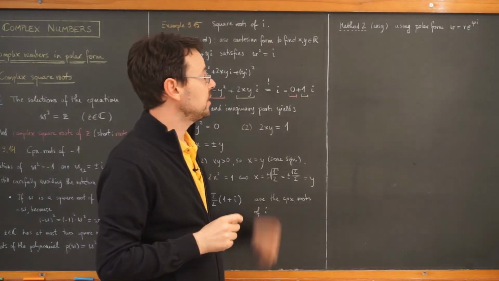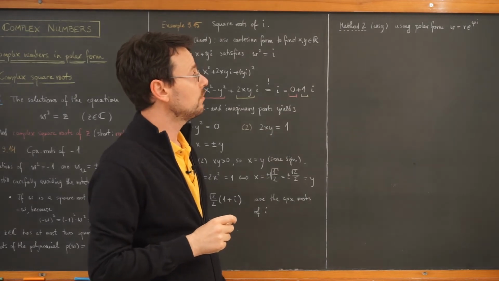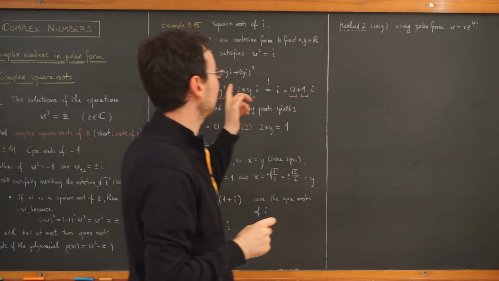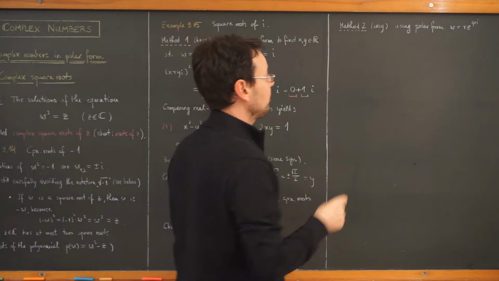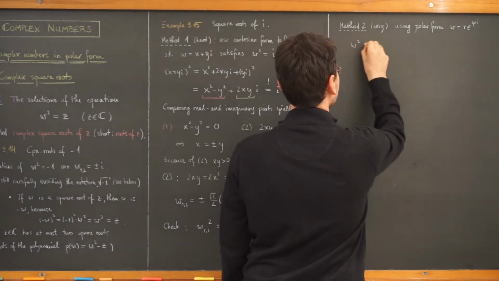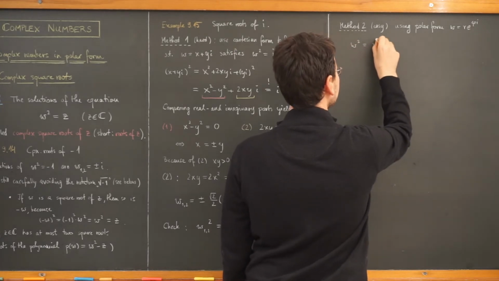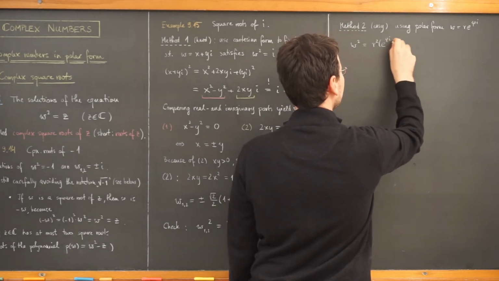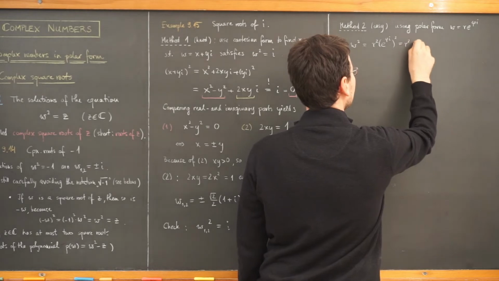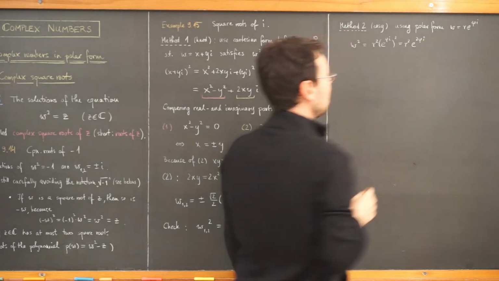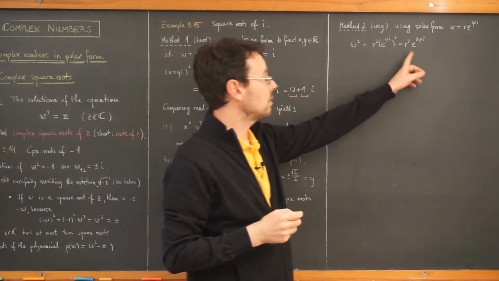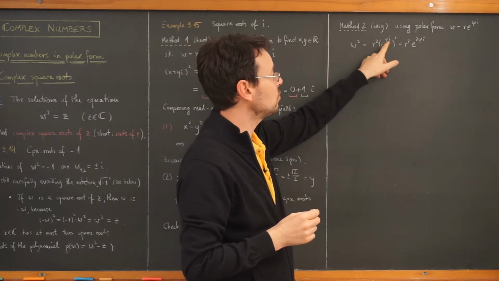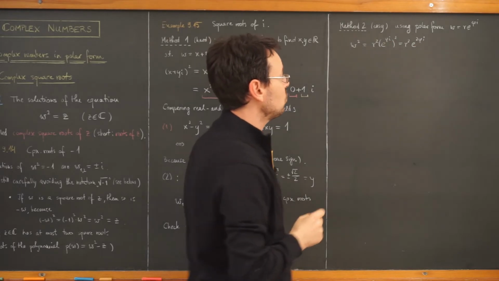Method 2, which is much easier. We are using the polar form. So we are looking for complex numbers of this form that satisfy w squared is equal to i. Now to square this number, I square the length, the absolute value, r squared, and I take e to the phi i squared. And as for the real exponential function, the complex exponential function satisfies the same laws, so I can rewrite this pulling the 2 inside of the exponent. So this here is 2 phi i.